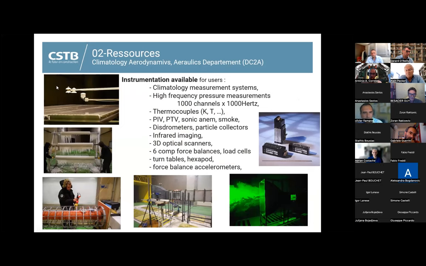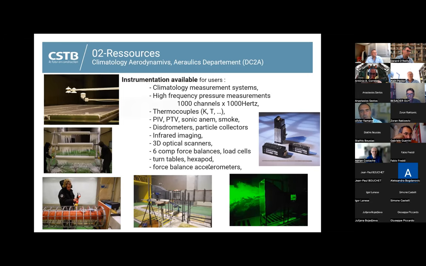There are many kinds of outside measurement, like the one done by the meteorology. When we do some ice accretion like that, you can imagine that we have a special measurement, like the 3D scanner here, to scan any surface, even with ice. And we have a pressure system that we built ourselves because we couldn't find one on the market, 1,000 channels at 1,000 Hertz. So you can see everything here.